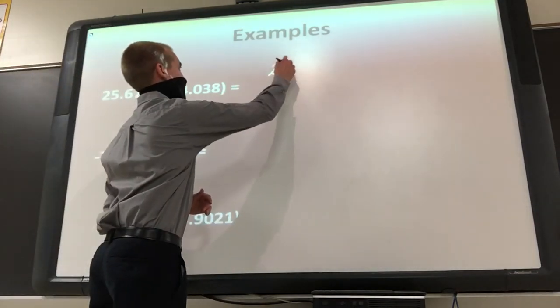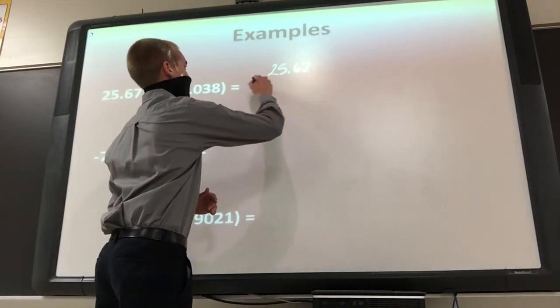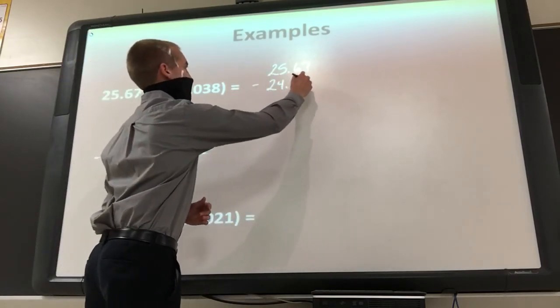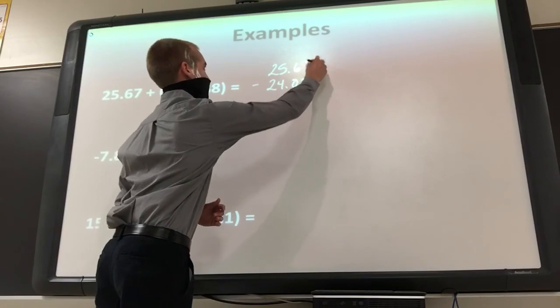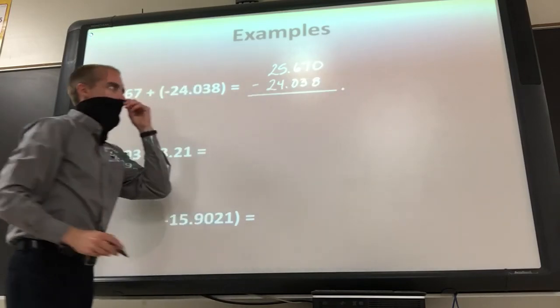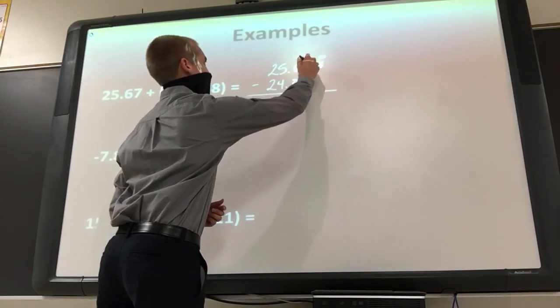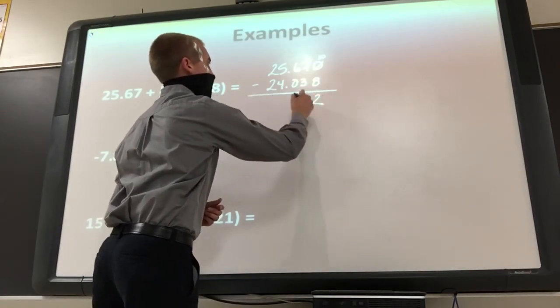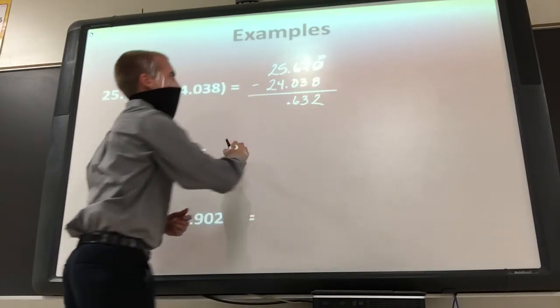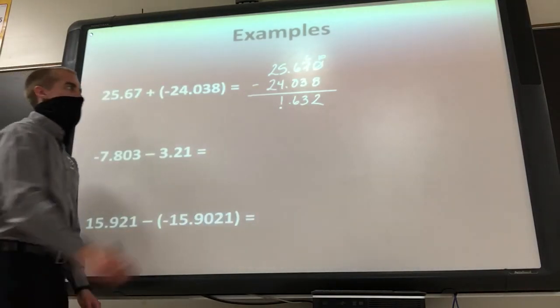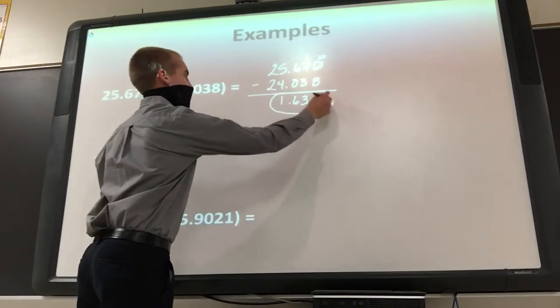So 25.67 minus 24.038. Add a 0 after that 7. And then we'll just subtract like usual. And we should get 1.632.